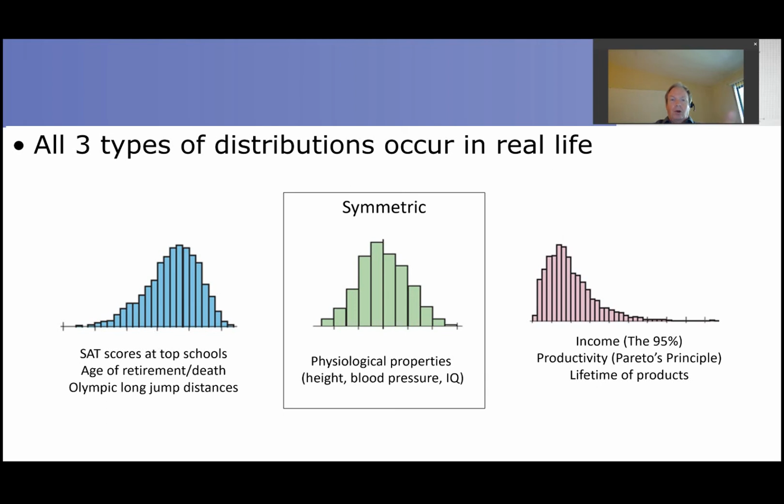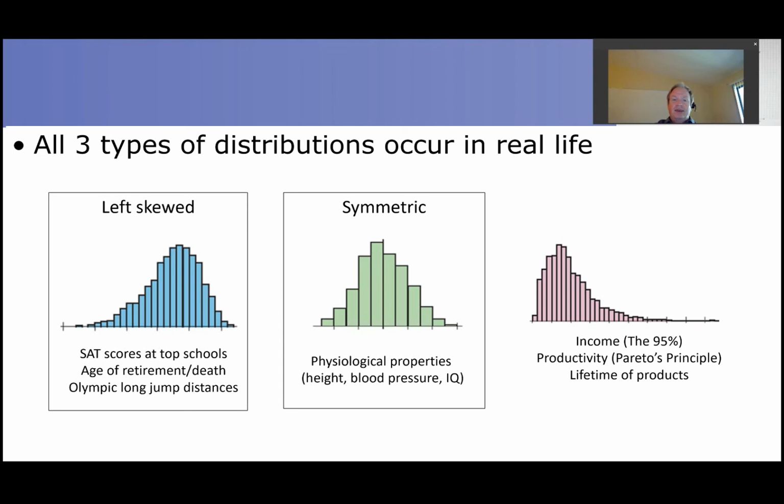Now, all of these distributions occur in real life, although left-tailed is really not that common. Symmetric distributions occur a great deal when we're looking at physiological measurements, in other words, measurements that we make regarding our body. So things like height, blood pressure, IQ, they tend to be symmetric. We're going to see later on in the course that symmetric distributions play a very major role in statistics.